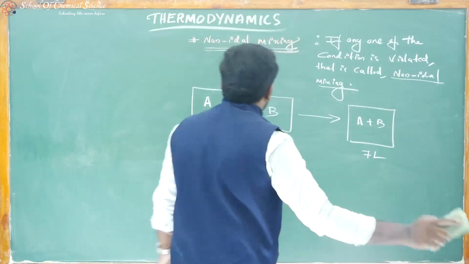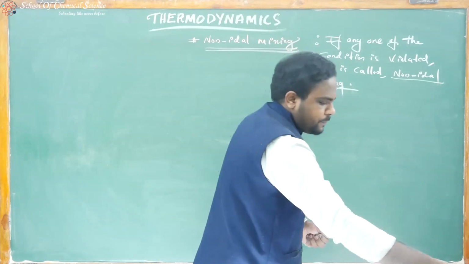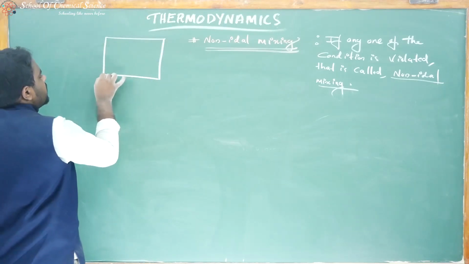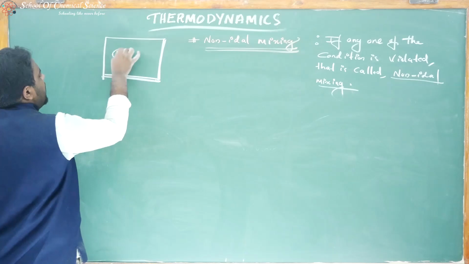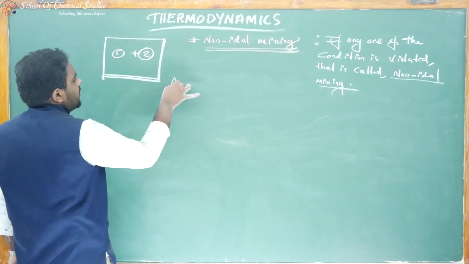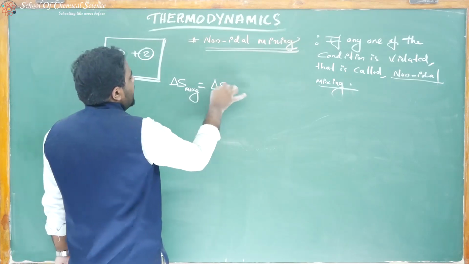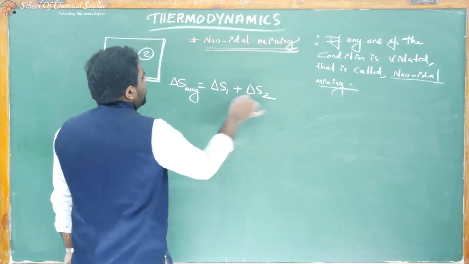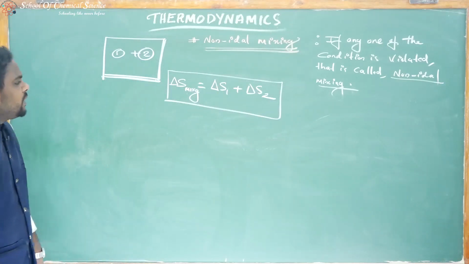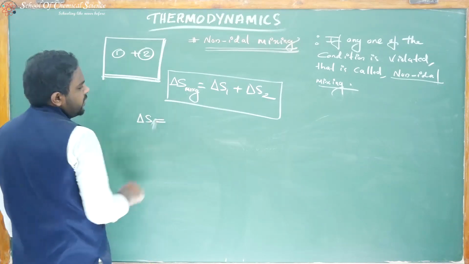So here what is the equation for delta S mixing? Two gases, gas 1 and gas 2 are mixed together. Here delta S, entropy change for mixing, is equal to entropy change for 1 plus entropy change for 2. This is the equation. Delta S mixing is equal to delta S1 plus delta S2. Here this delta S1 or S2 can be found out by using the equation.